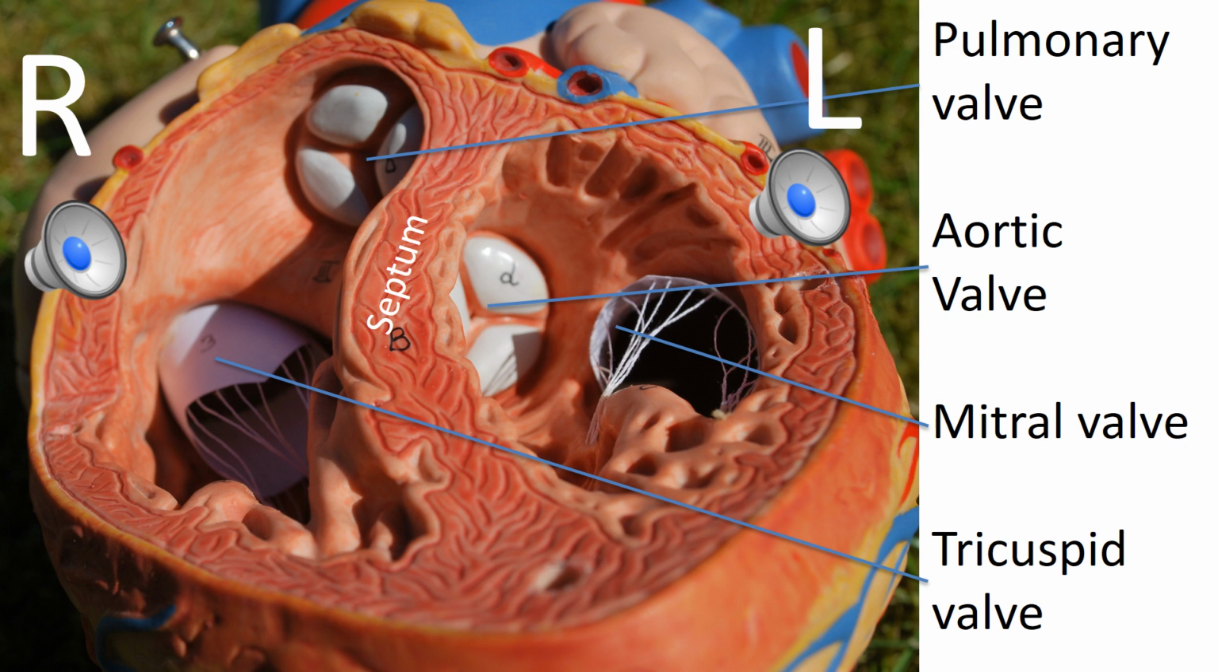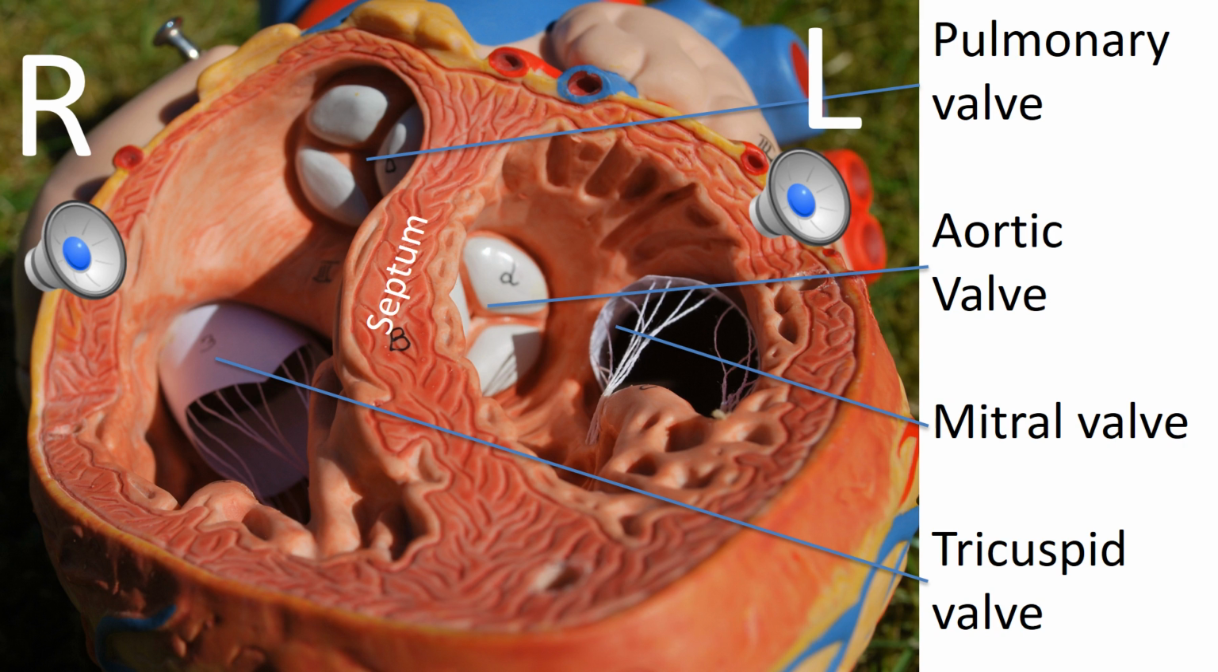Now, in living specimens, the left ventricle is noticeably thicker than the right ventricle. That's not really brought out in this model. But the left ventricle is much thicker. There's a much thicker layer of muscle, a much thicker layer of myocardium.